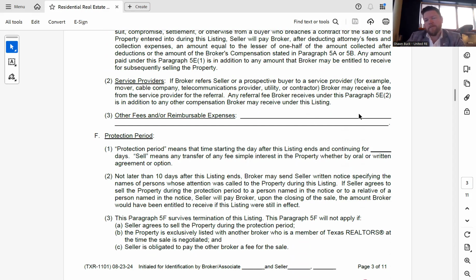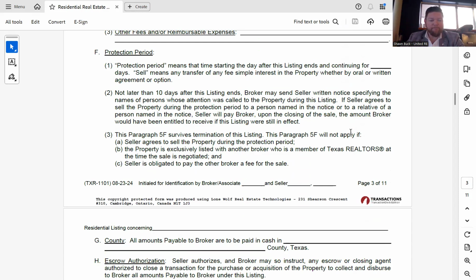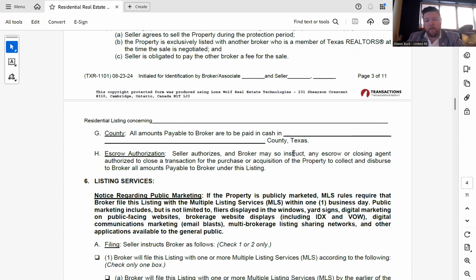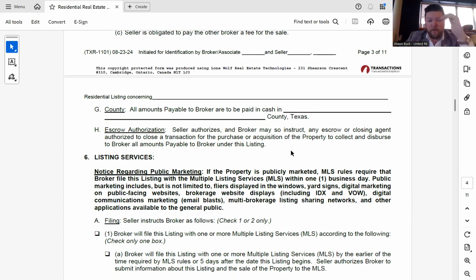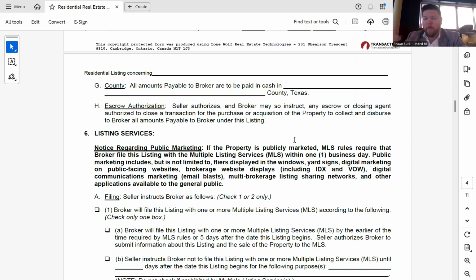Protection period: most people put 30, 60, 90 days in here. And that just says, hey, if I brought a potential buyer to your property, and then the listing expired or went off market or it's on hold, and then you tried to sell it, then hey, I brought that buyer, we would be paid for bringing that person to the property. Obviously, the county in which the broker resides in. Escrow authorization: all money goes to an escrow title company. So no money should be held by the agents.